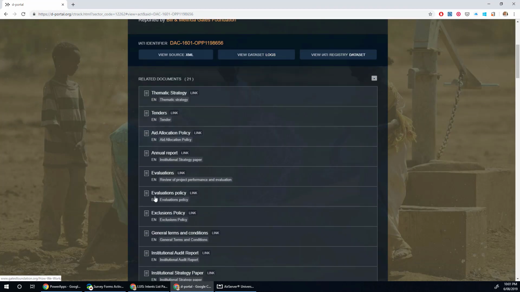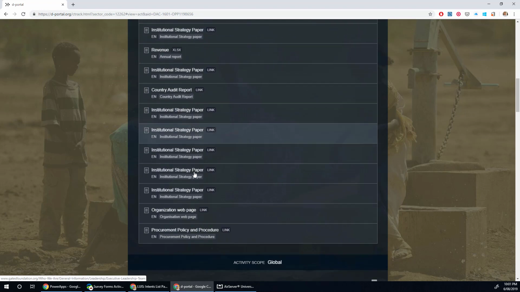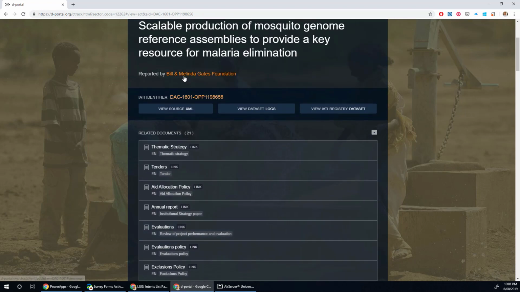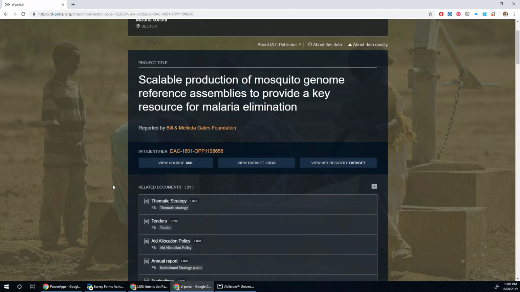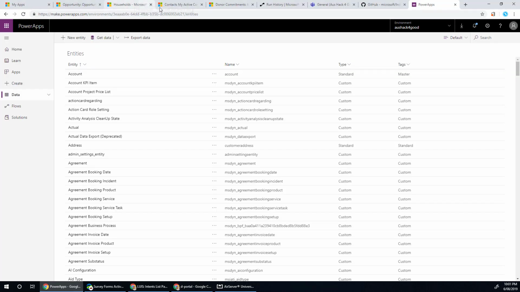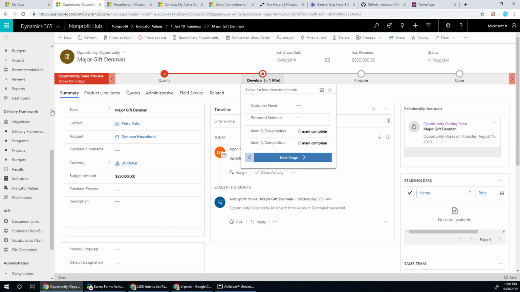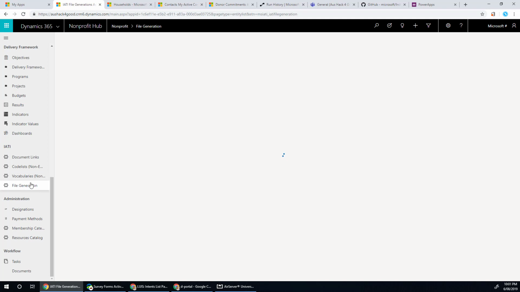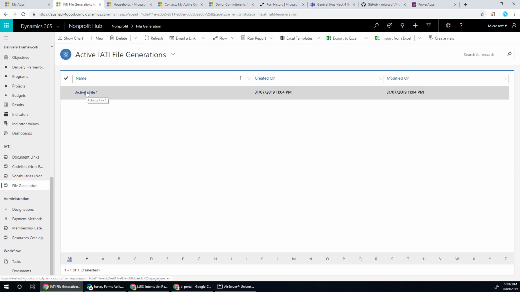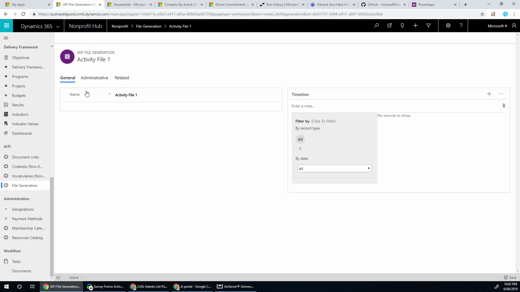Now, you'll see a lot of the data in here is from larger organizations, mainly because for the smaller organizations it's a little hard to get the data so that they can publish it in the right format. So the nonprofit starter pack has, as one of its capabilities, the whole IATI file generation. You can generate an activity file from within the nonprofit hub, which makes that submission much easier as well.